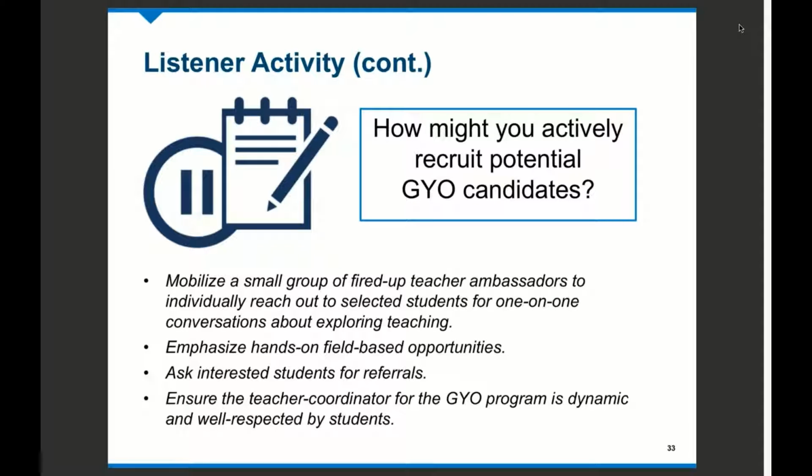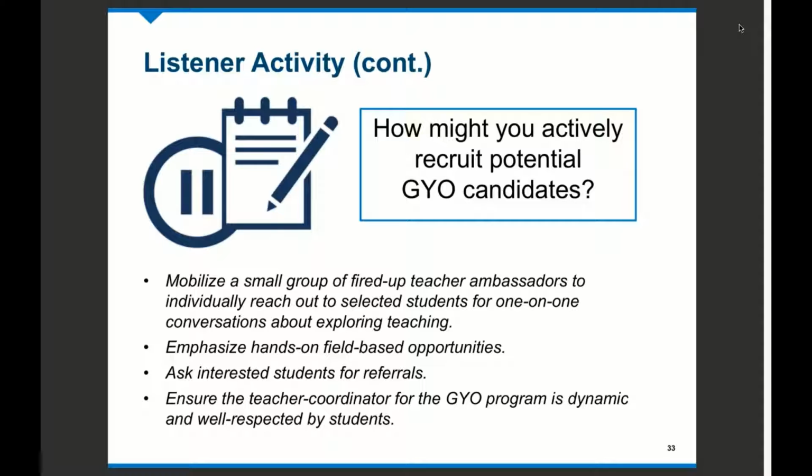Welcome back. Here are several strategies to consider as you plan for strategic, active recruitment of Grow Your Own candidates. Thinking about a small group of fired up teacher ambassadors. Who are the leaders that really want to represent and grow and pay forward their passion for the profession? Those are the folks to activate for this type of initiative, not folks who may vent or grumble or be very discouraging of the teaching profession.